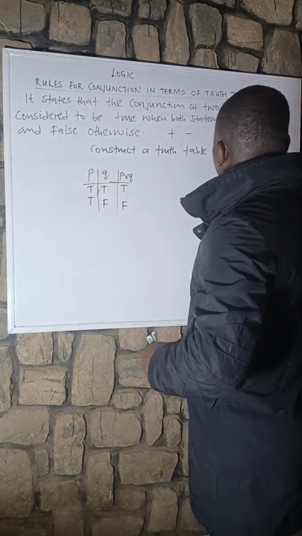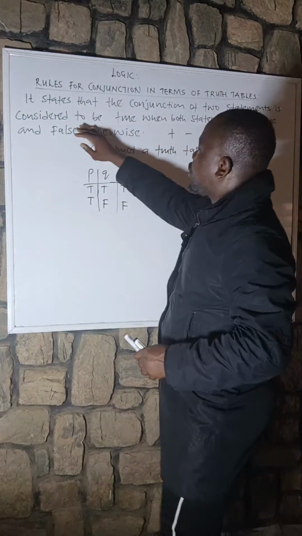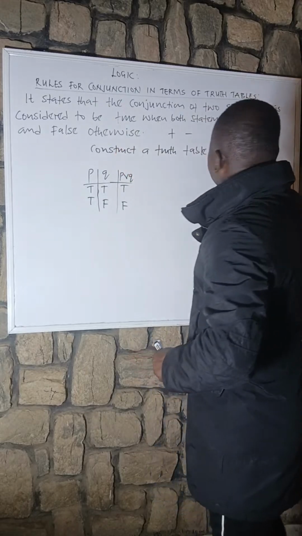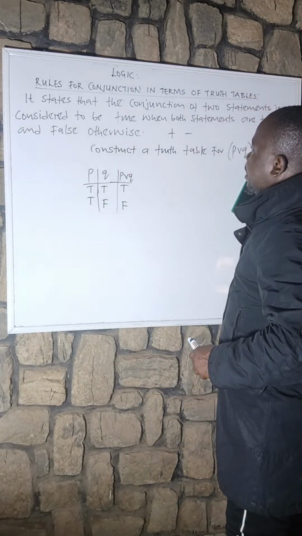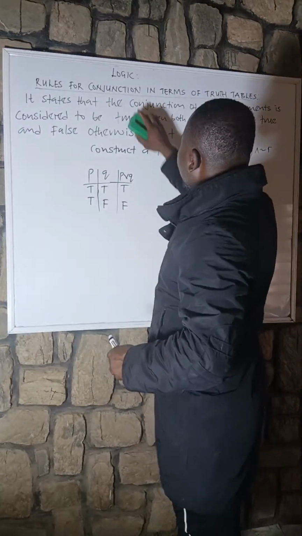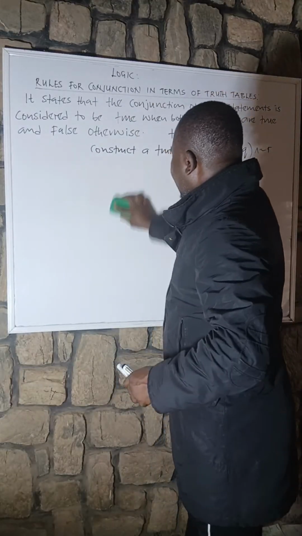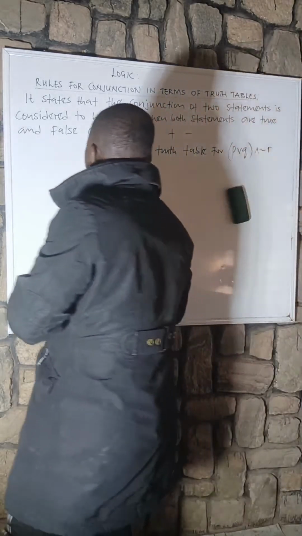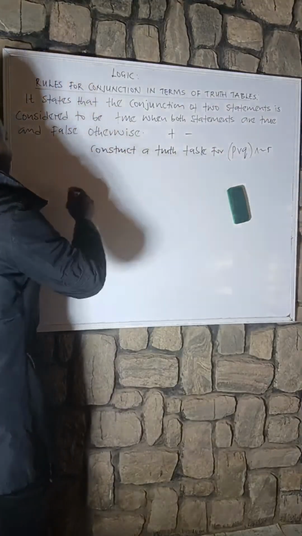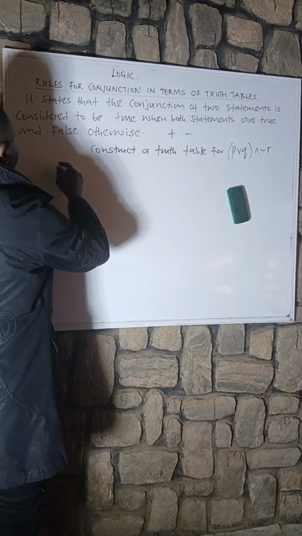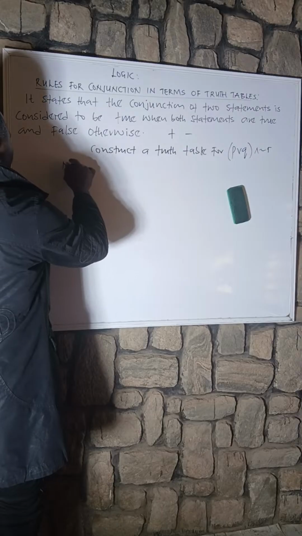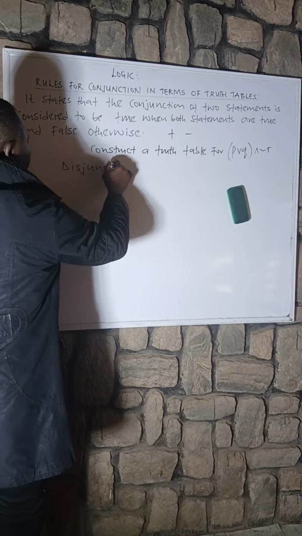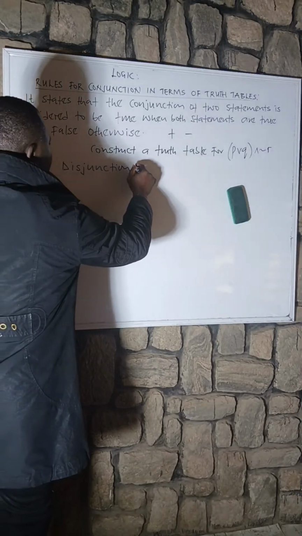So let us consider the disjunction. The disjunction rule is the opposite of this. Take note. Is that clear? Let me write it on the board so that you'll be carried along. The disjunction rule.